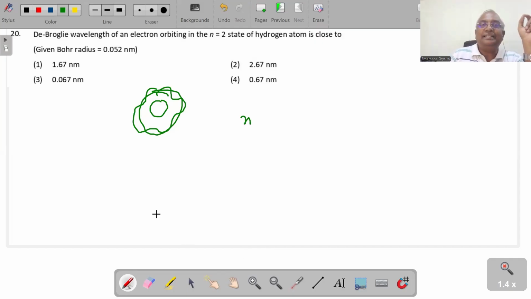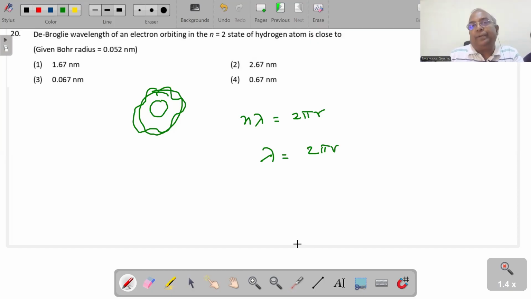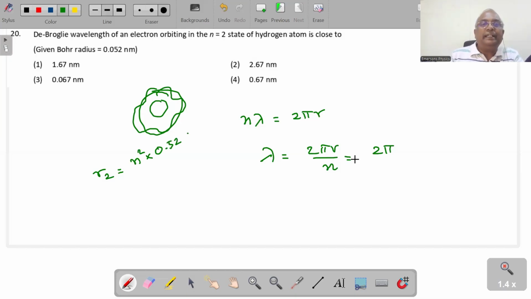Circumference of the circle: n lambda equal to 2 pi r. This is the formula we need. We want to find the De Broglie wavelength, so lambda is 2 pi r by n. That's all. Here, the radius of the second orbit is n squared into 0.53 Angstrom unit, which is 0.52 into 10 to the power of minus 10 meter. N squared for the second orbit is 4, so 4 into 0.52 into 10 to the power of minus 10 is the radius of the second orbit.